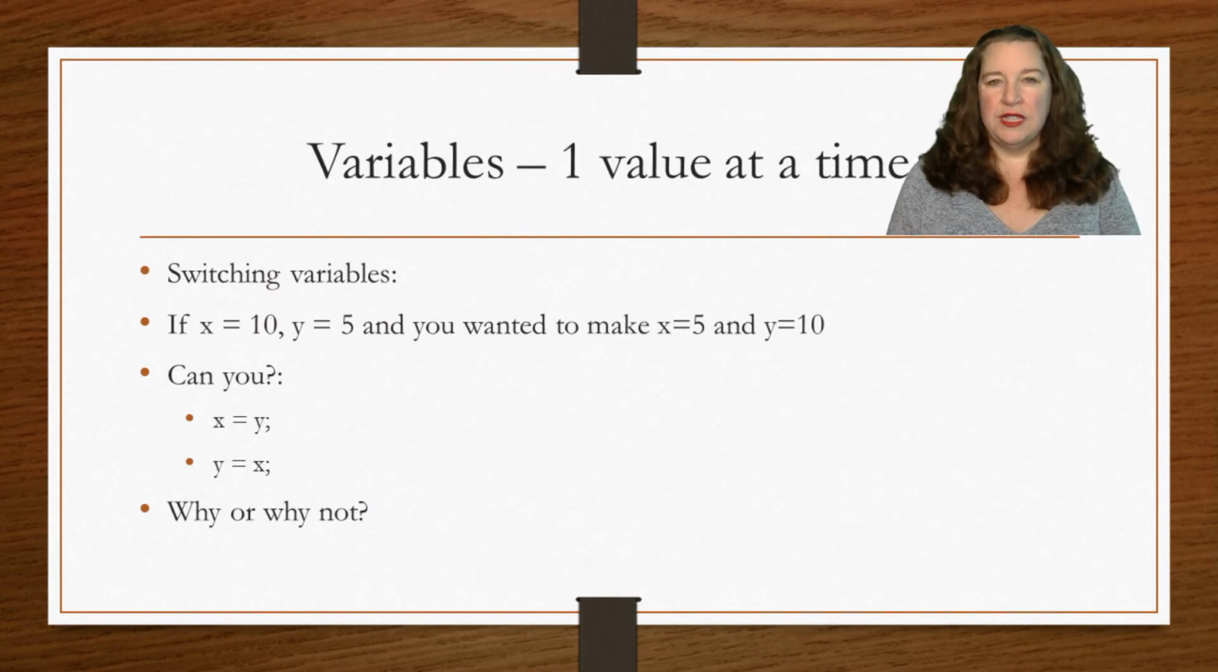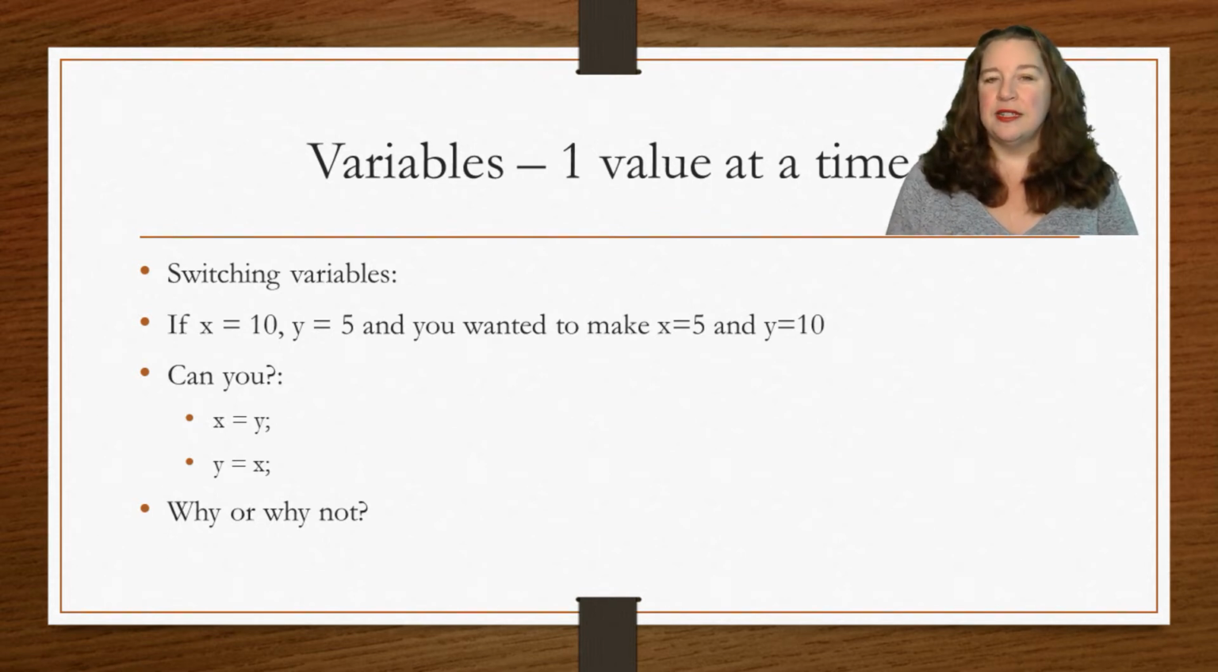One of the pitfalls in Java that we run into is trying to remember that a variable can only hold one value at a time. You may think that if you had x is 10 and y is 5 and you wanted to flip them, you could just make x equal to y and y equal to x and it would be fine, right? But you can't do that in programming because it goes linearly.